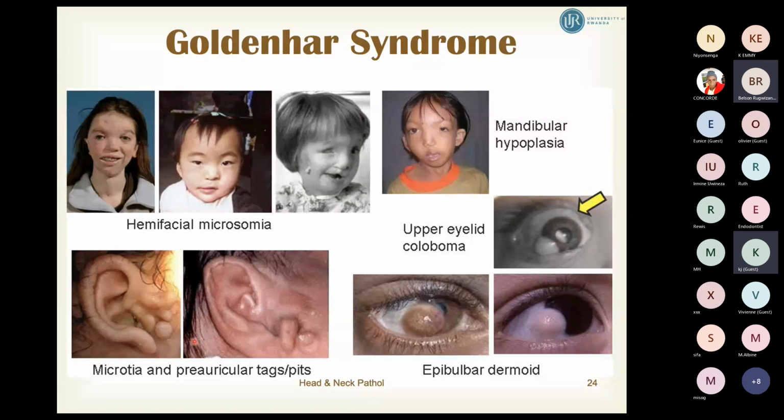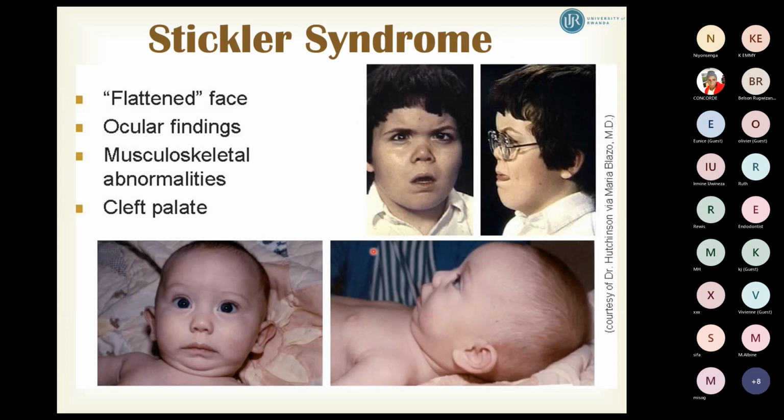But of course, one sign cannot confirm that it's Goldenhar syndrome, so you have to combine many of these things. Stickler syndrome: they have a flattened face, ocular findings.